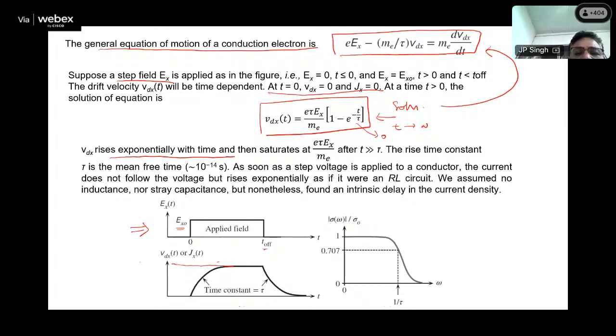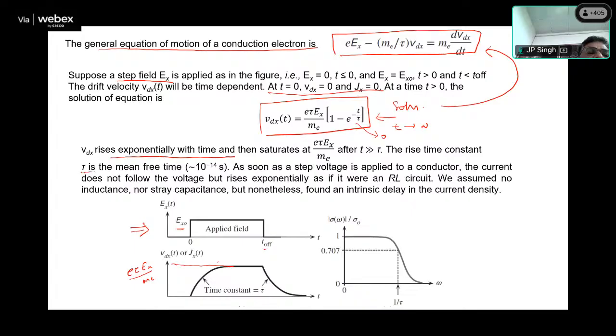So this part is going to be E tau Ex divided by m_e. This is going to be the drift velocity at this point. And then after that, when you turn off, again, the drift velocity does not go to 0 immediately; it takes some time, tau. So this tau is basically your rise time.